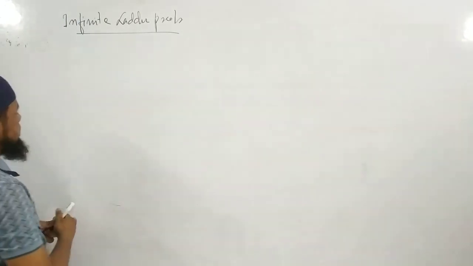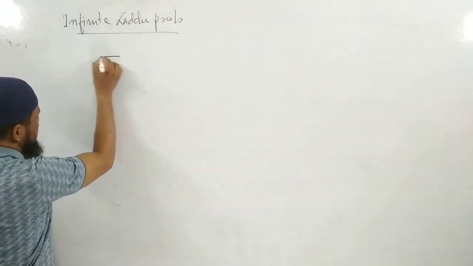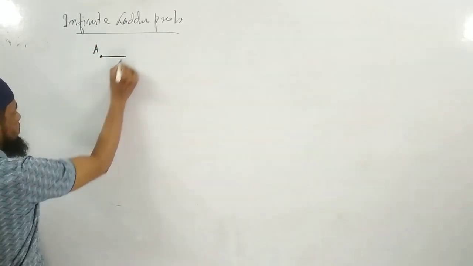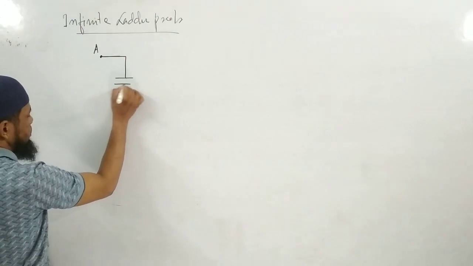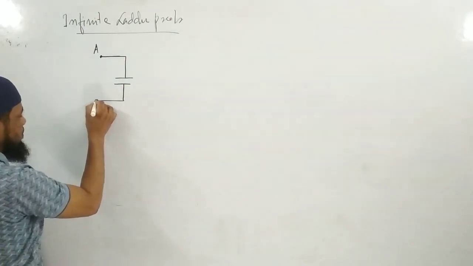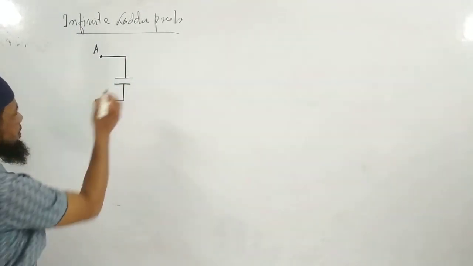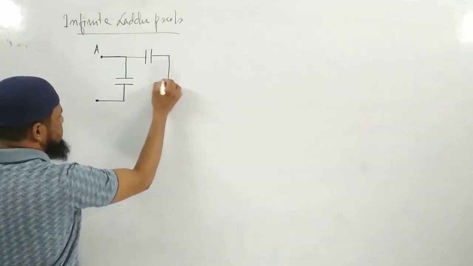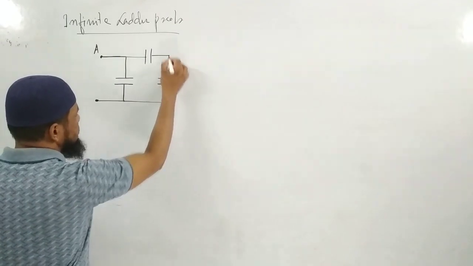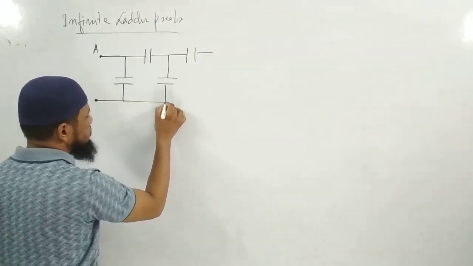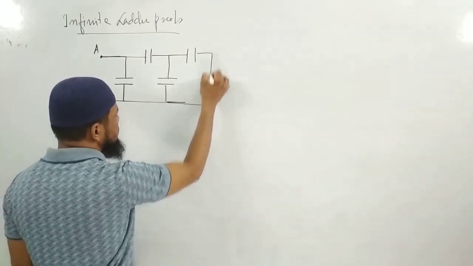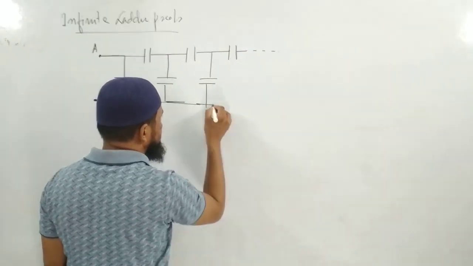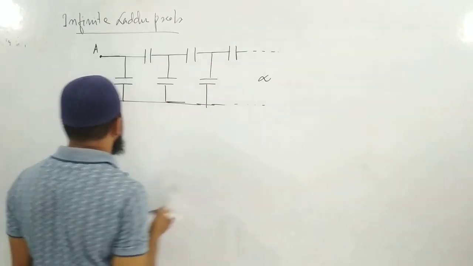Okay, sometimes we get a circuit in which, let me take an example to make you understand that. Between A and B, there are many different types of methods. Okay, fine, a simple method is there to solve it. Let me take a circuit like this. It goes up to infinity.